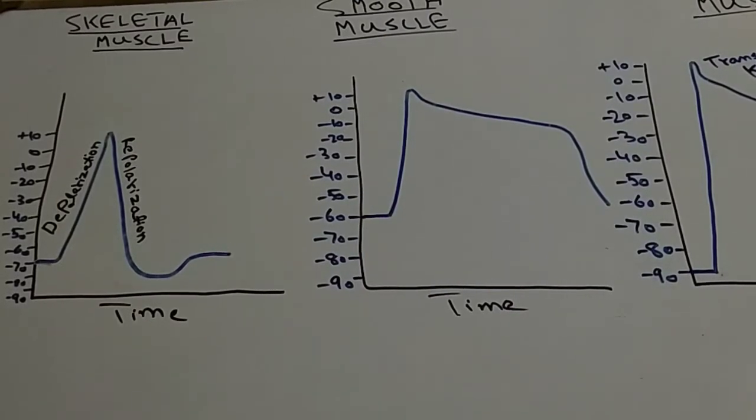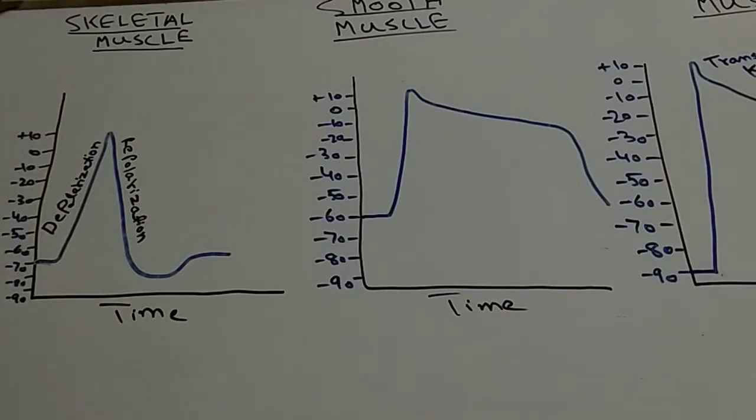Today I will tell you about the differences that exist between the action potential of skeletal muscle, smooth muscle and the cardiac muscles. In the previous video I told you about the differences in the action potential in tabular form. But now I will tell you the difference in the action potential of the smooth muscle, skeletal muscle and cardiac muscle in graphical form.